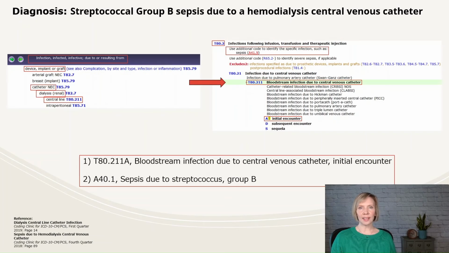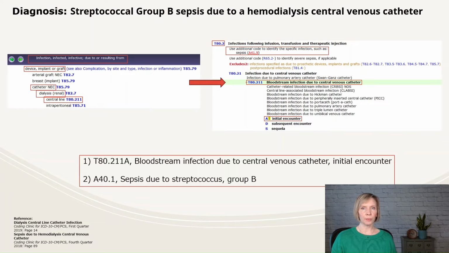In this next example, the patient has been diagnosed with streptococcal group B sepsis as a result of a central venous catheter used for hemodialysis. The diagnosis clearly establishes a cause and effect relationship between the sepsis and the central venous catheter. So our first step is to assign the code for the systemic bloodstream infection, followed by the code for the sepsis.